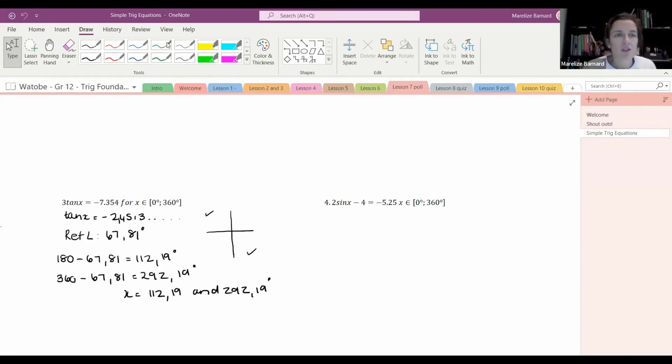So, Nati, to answer your question, when we find the reference angle, we are just looking at the positive value. And when we do our quadrants, that's when we look at the negative. So I hope that answers your question. If you put tan of 292.19 into your calculator, you'll see that it does come out as negative 2.45.